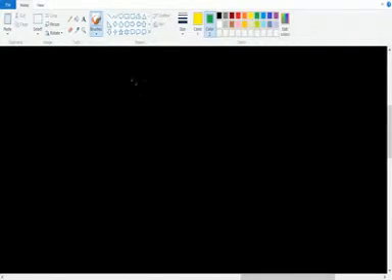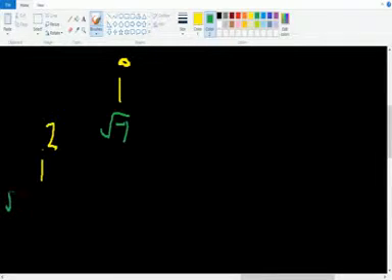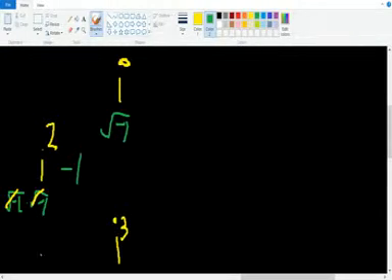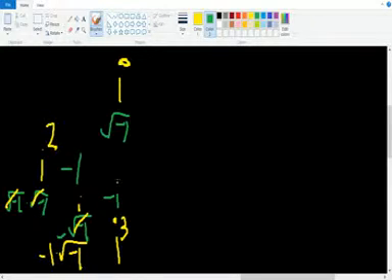Now, there's a cycle of i. You know i equals the square root of negative 1. What about i squared? That's the square root of negative 1 times the square root of negative 1. Those square roots will cancel, so you get negative 1. What about i cubed? Well, that's going to be negative 1 times the square root of negative 1. So you get negative square root of negative 1, and you know the square root of negative 1 is i, so you'll get negative i.